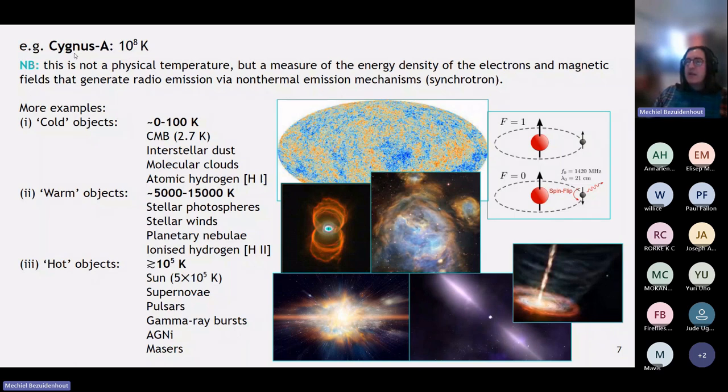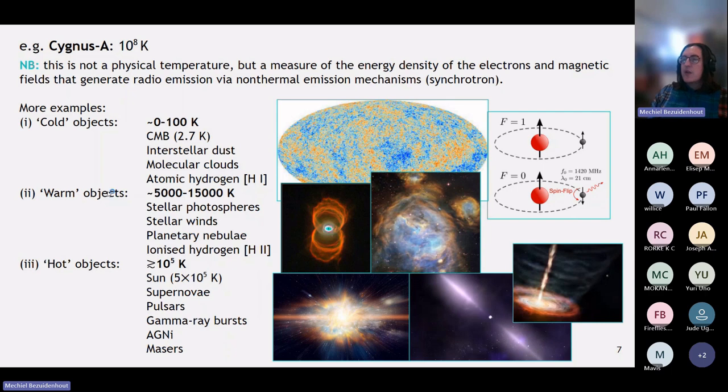We can divide the brightness temperatures of different objects into broad categories. There are cold objects in the range 0 to 100 Kelvin. These are typically thermal processes, including the cosmic microwave background at 2.7 Kelvin, some thermal emission from interstellar dust and molecular clouds, and atomic hydrogen. That's the H1 line. Up into the warm regime, that's about 5,000 to 15,000 Kelvin.